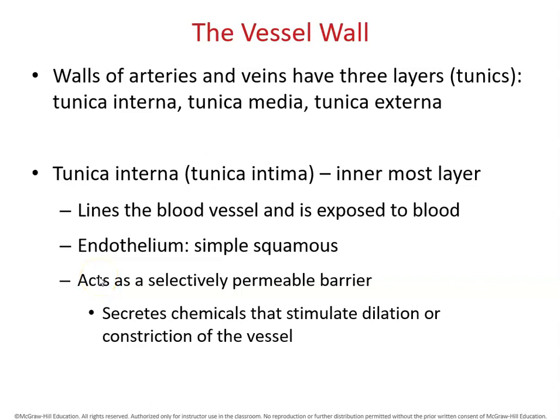The wall of the blood vessel is made of three layers. These layers are called tunics: inner layer, medial layer, and external layer. The inner layer is exposed to blood. It's made of simple squamous cells. These cells are called endothelium cells. The endothelium cells act as selectively permeable barriers to allow materials in and out of the blood. The cells also secrete chemicals that can stimulate dilation and constriction of the blood vessel.